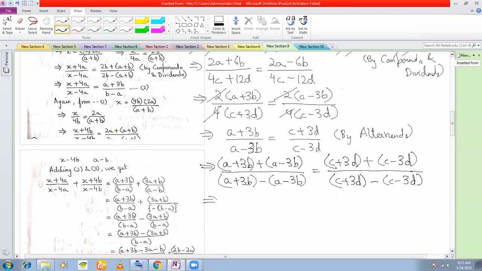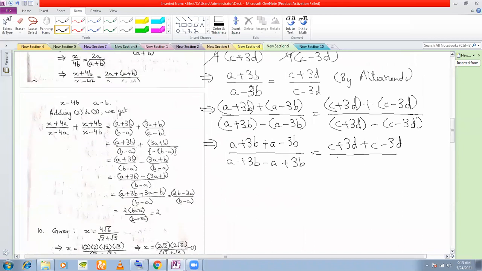Okay, now we are going to open the brackets once again. So a plus 3b plus a minus 3b divided by a plus 3b minus a plus 3b, c plus 3d plus c minus 3d divided by c plus 3d minus c plus 3d.